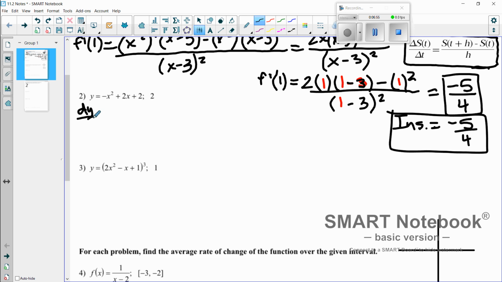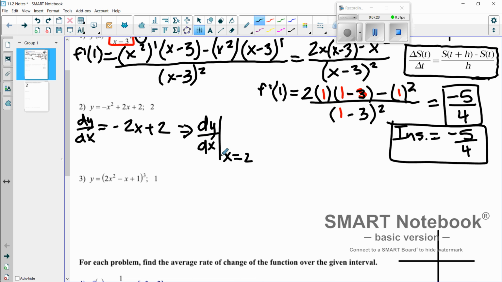So dy dx equals, well, it looks like this is negative 2x plus 2. Okay, now this is where that new notation comes in. Since we have the derivative done, what we're going to write is dy over dx, and then a vertical slash down like that, and x equals 2. Okay, so it's the same idea as writing f prime of x, which was what we did in number 1. But here, since we're given y, we're writing dy dx.